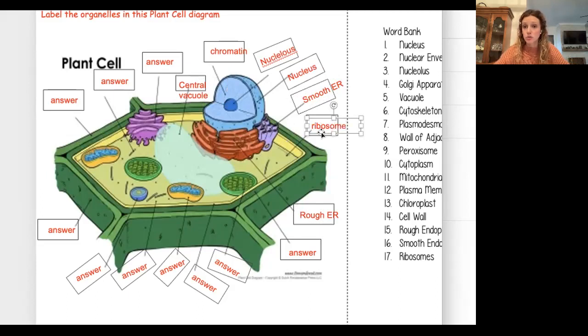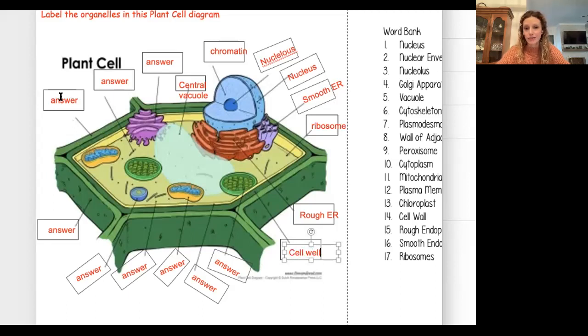Okay, and ribosomes are also found on the rough ER. Okay, so this picture is indicating right here, what is the inner dark green layer showing? This is our cell wall, so the cell wall of the plant cell that we're talking about.